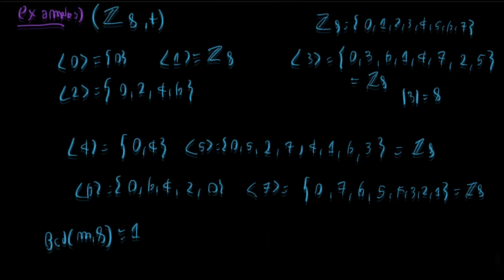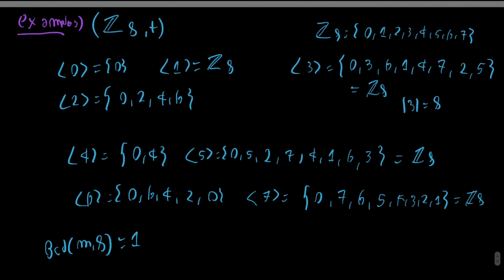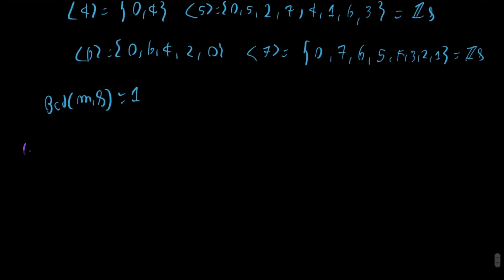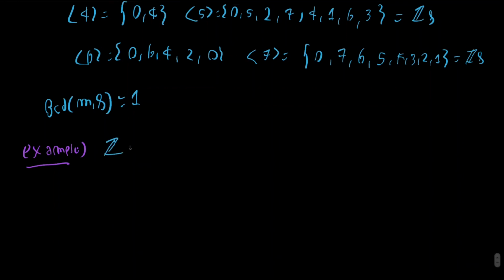So maybe this is just a coincidence. So maybe let's look at another example. Maybe that will help us. So maybe let's look at the example Z9, which is given by 0, 1, 2, 3, 4, 5, 6, 7, and 8.